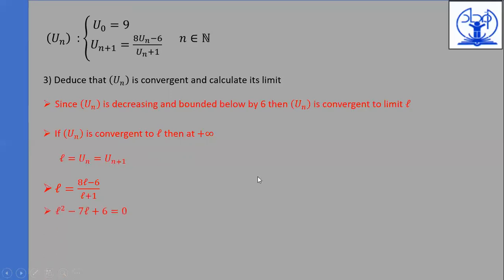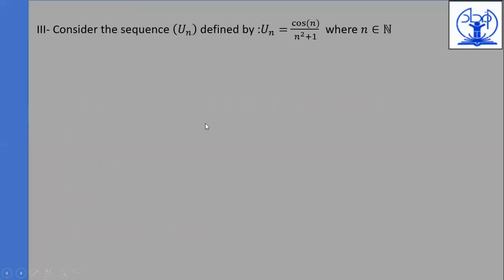Cross multiply: L squared minus 7L plus 6 equals 0. Solving, you will get two values of L. Why do we need to reject one? This is why I said it's very important to put a condition on L. The sequence started with 9 and is bounded below by 6. It cannot go to 1. So 6 is the accepted value. So this sequence is convergent to 6.